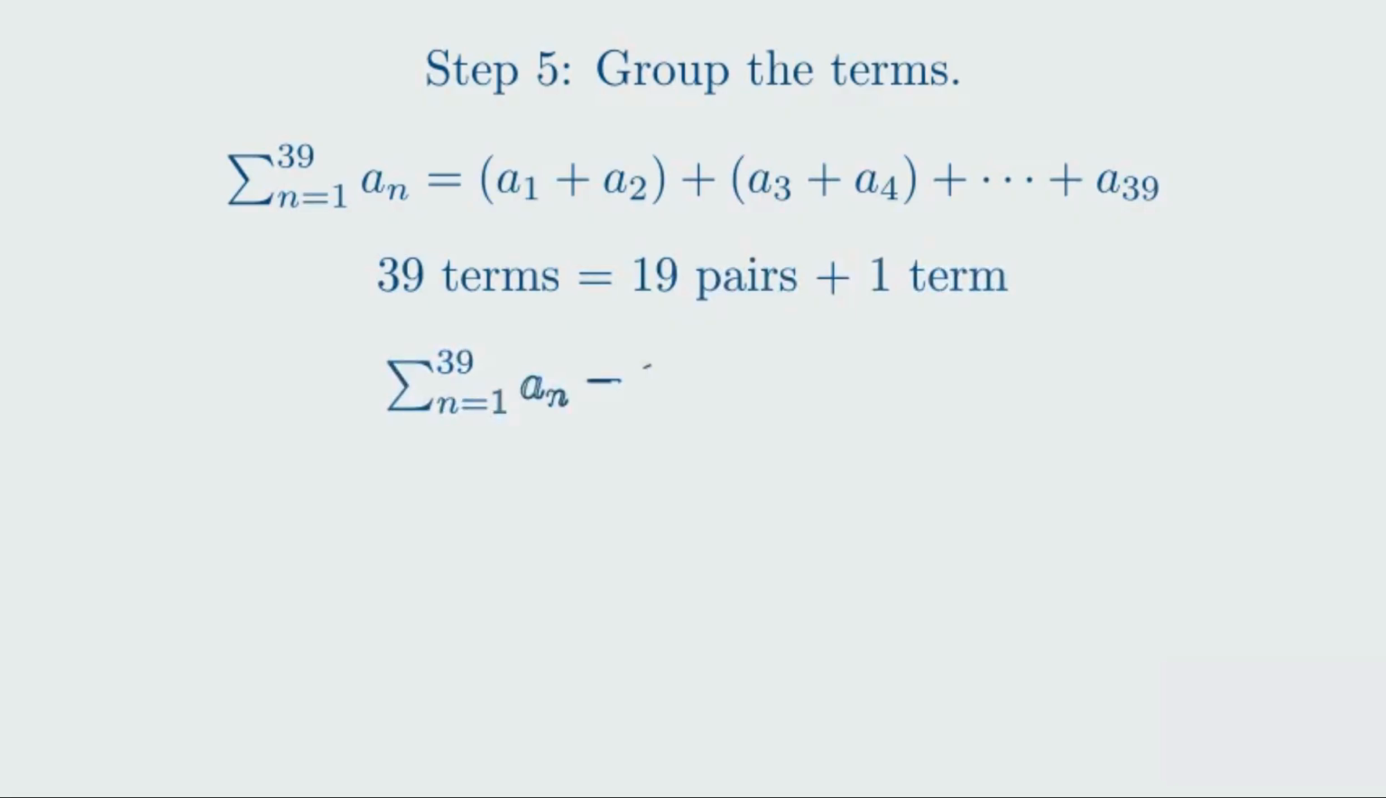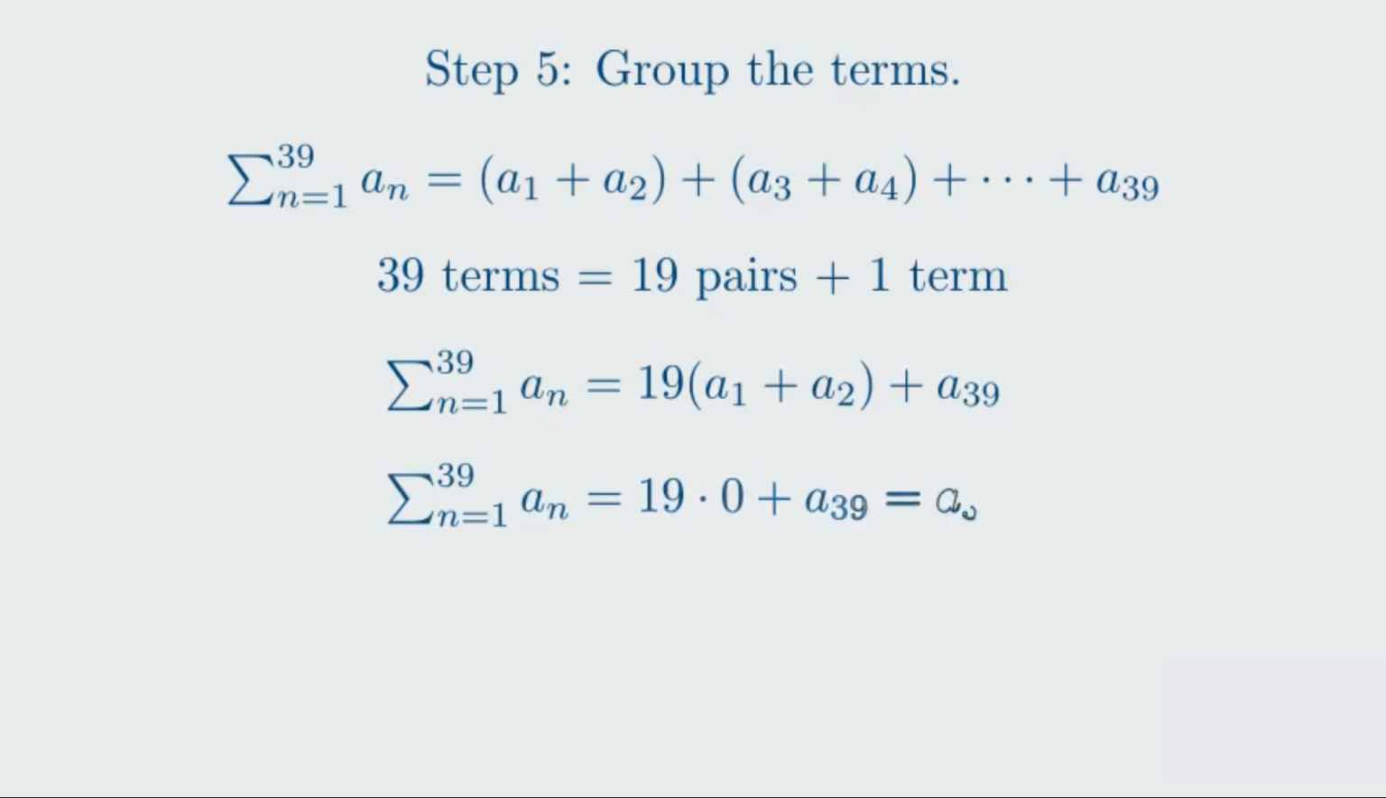Which term is the one left over? Well, the pairs cover terms 1 through 38. So the last term, a sub 39, is the one that's left. The sum is equal to 19 times 0 plus a sub 39. This simplifies to just a sub 39. We've made amazing progress. The sum of the first 39 terms is simply the 39th term itself. This is a powerful result of recognizing the periodic nature of the sequence. So, our final step is to calculate a sub 39.